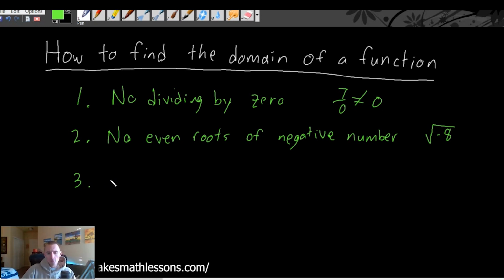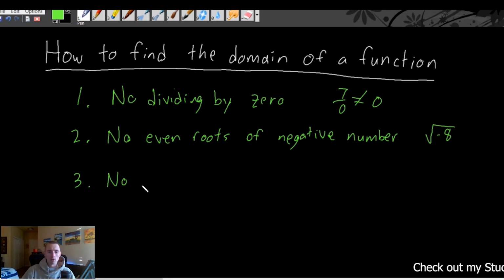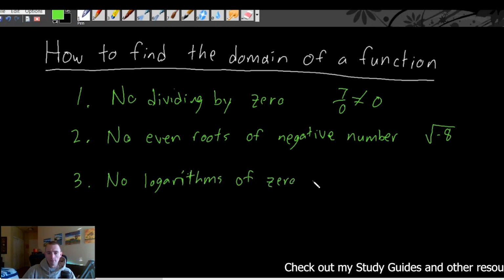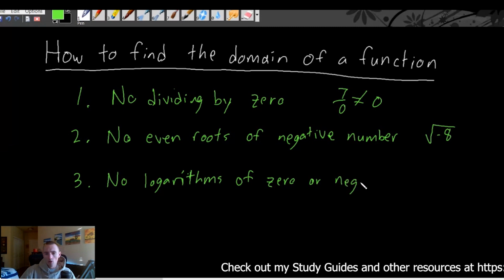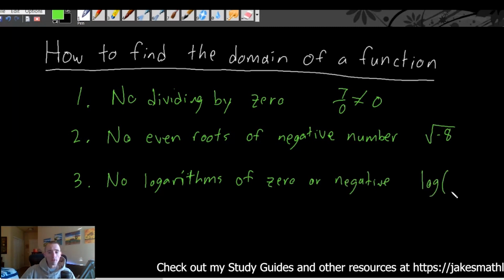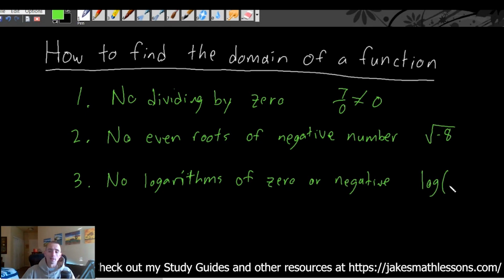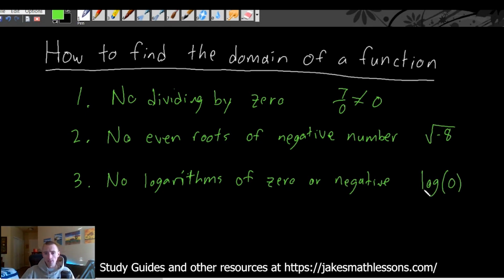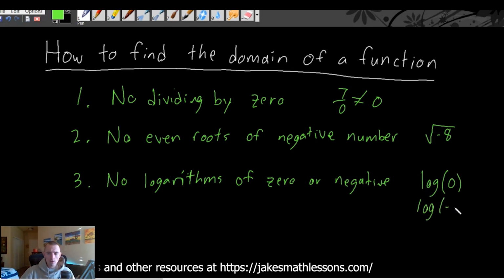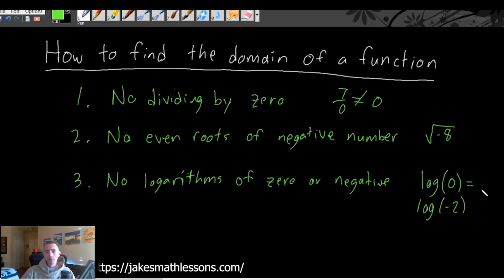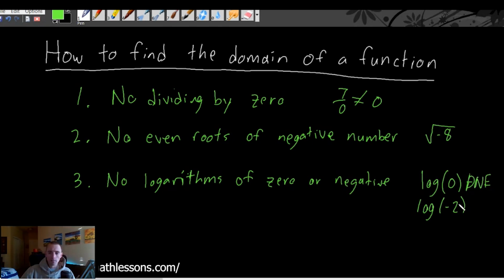The third thing you're going to want to look at is no taking the log or natural log, any logarithm, of a negative number or 0. So if you ever have a log or a natural log in your function, it has to be a positive number. You can't take the log of 0. You can't take the log of -2 or any other negative number. These do not exist. It simply gives you no output.